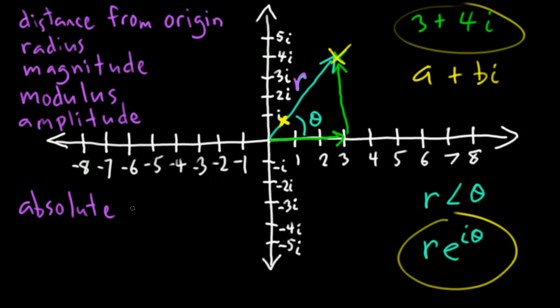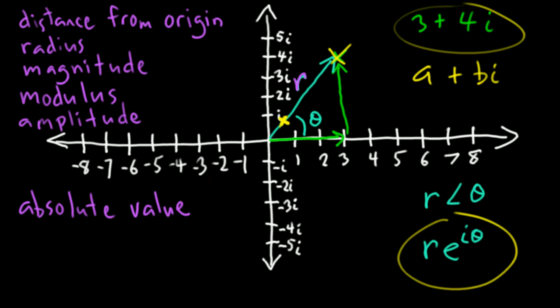Now, you've probably heard of absolute value before in the context of real numbers. Of course, the absolute value for a real number is its distance from the origin. And we use the same terminology sometimes to refer to the distance from the origin of a complex number. And in fact, in Python, for example, you would use the absolute value function to give you a point's distance from the origin, any point in the complex plane.